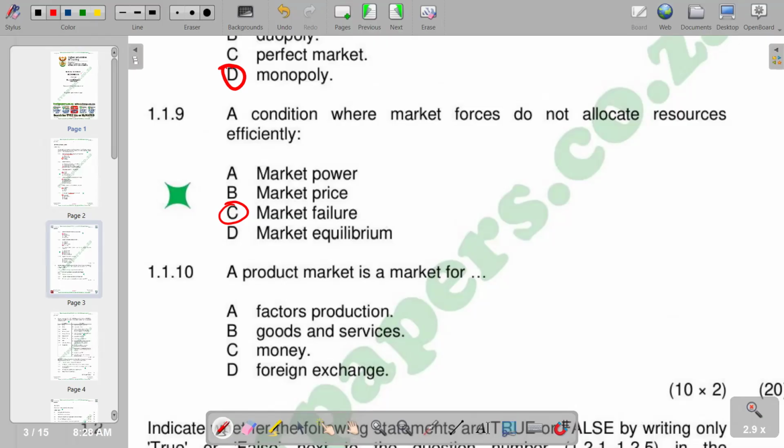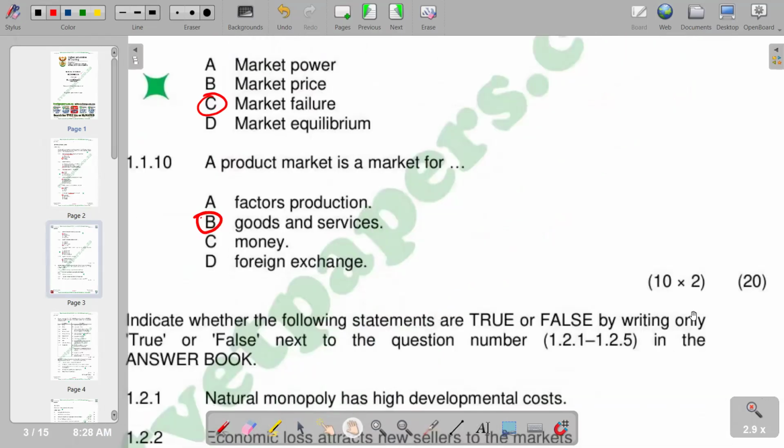So we got number 10. A product market is a market for goods and services, which is clear. We have our B as the correct response. So that's all what we have on our multiple choice section with a total of 10 marks. Of course, each question with 2 marks.